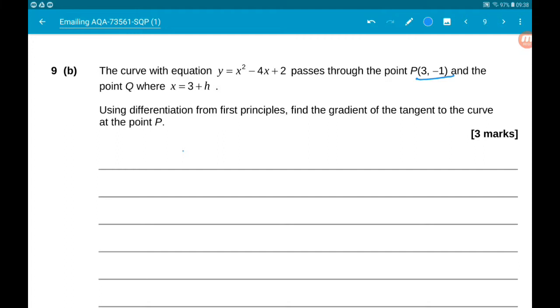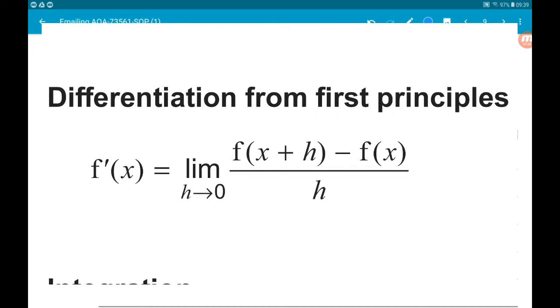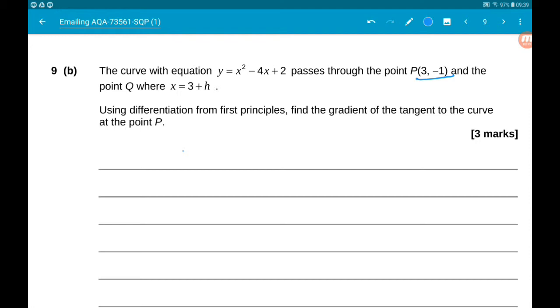Okay, then for part B, we are told our curve passes through the point P with coordinates (3, minus 1), and the point Q where x is 3 plus h. Using differentiation from first principles, work out the gradient of the tangent to the curve at point P. So we are given the formula for differentiation from first principles. It should be on screen. So we know them.